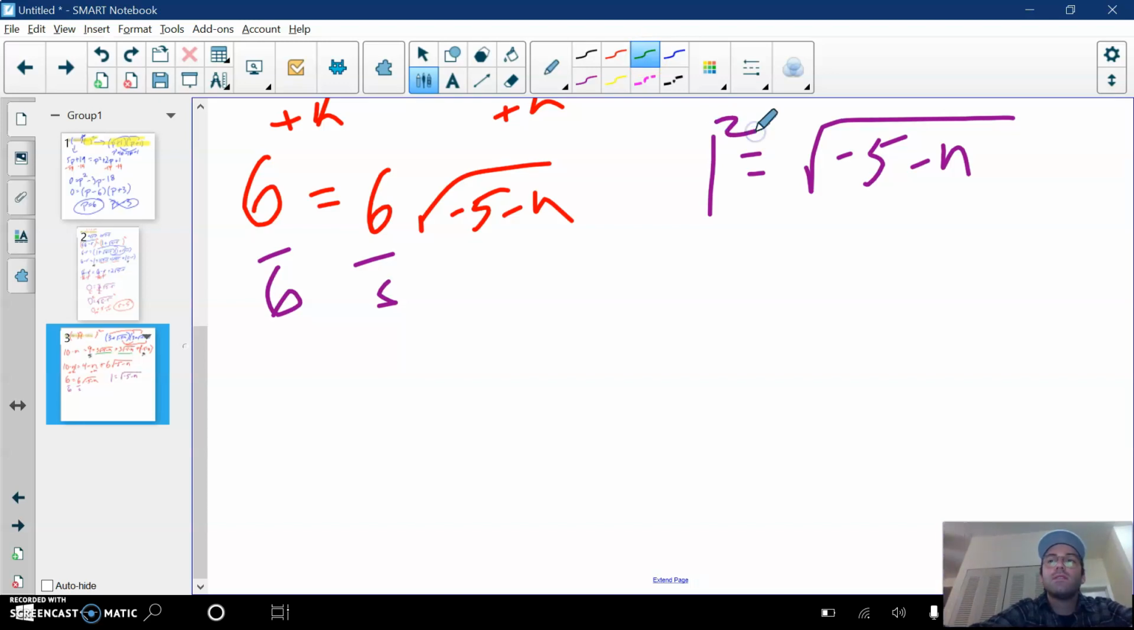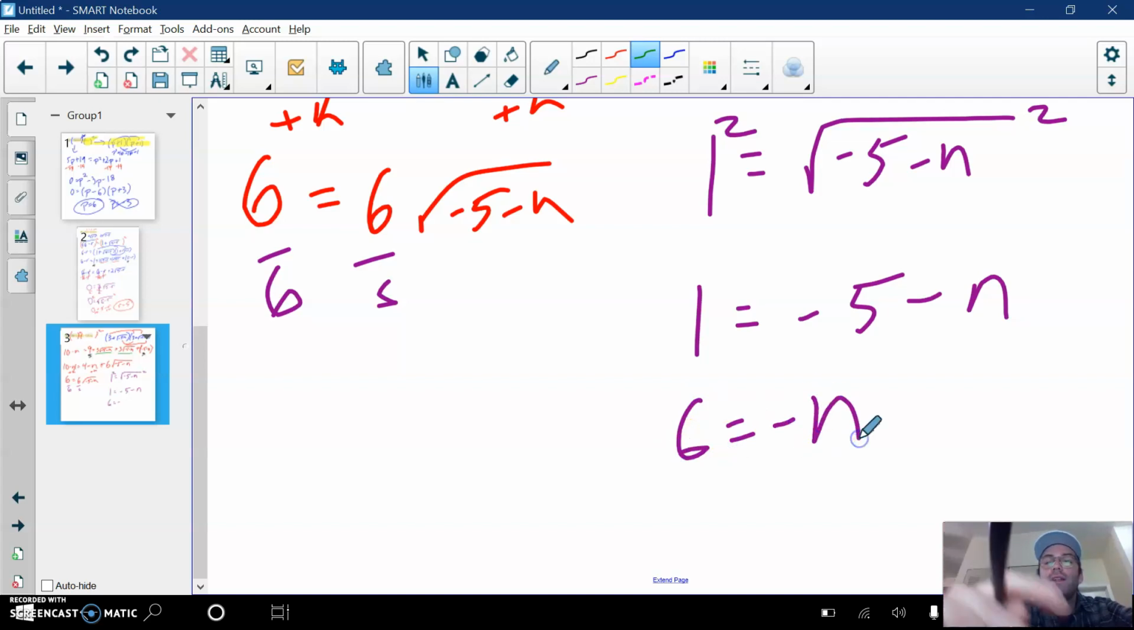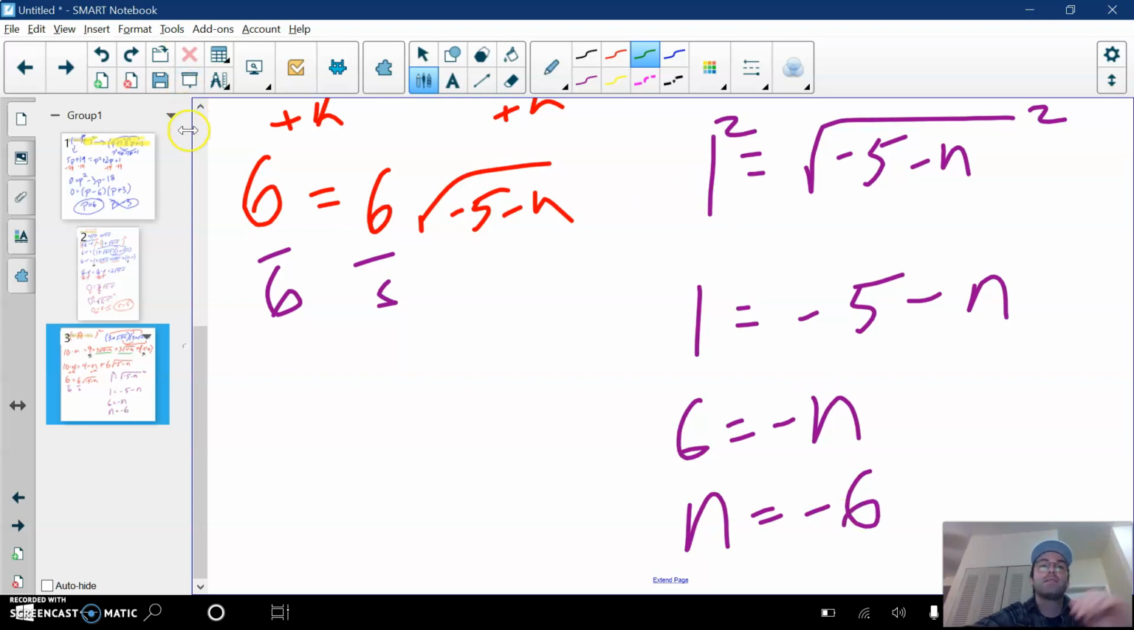Square both sides. 1 equals negative 5 minus n. Add the 5. 6 equals negative n, but I just want positive n. So n equals negative 6. Uh-oh. Negative. Let's go back and see if it works.